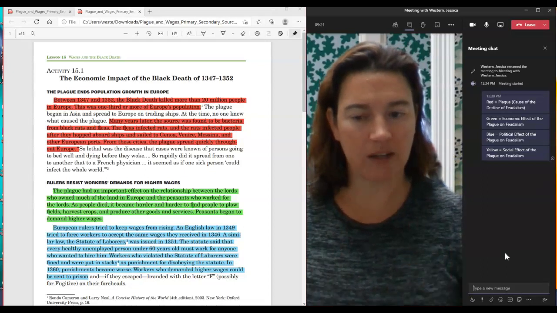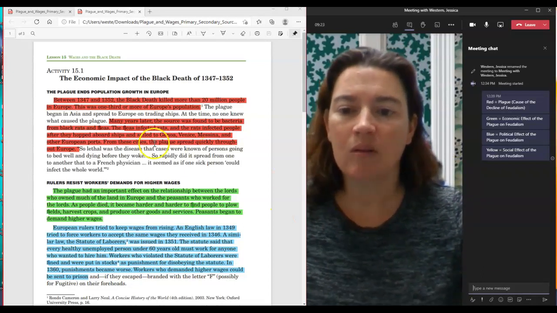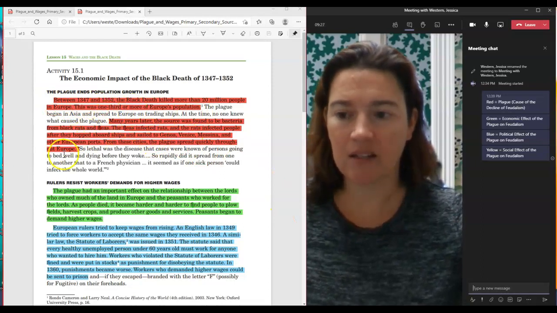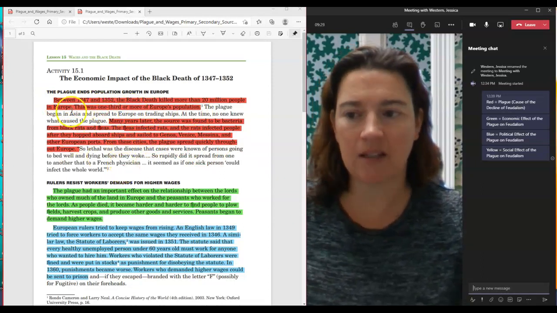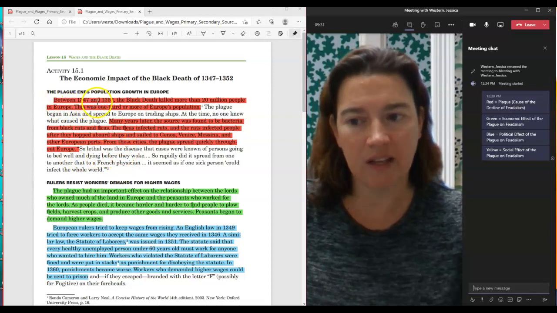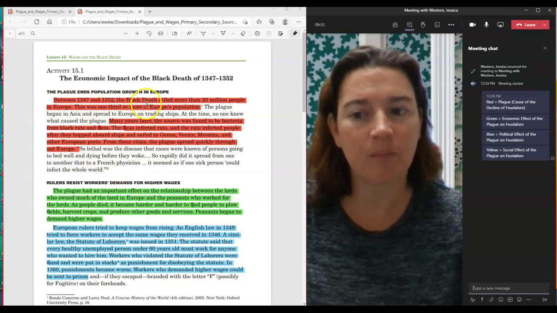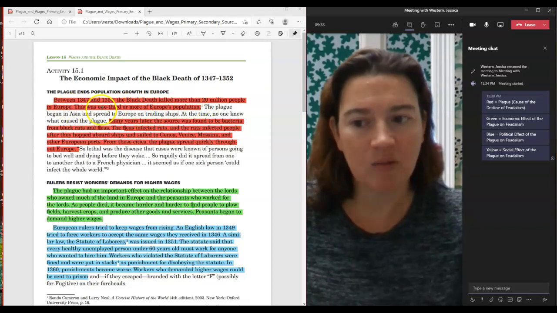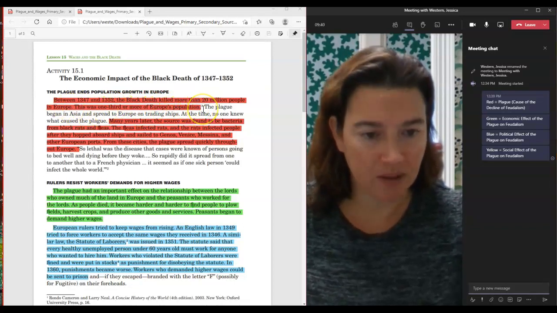And so that's what we're going to look at today. So this first paragraph here in red tells us just a little bit about the plague itself. It tells us that between 1347 and 1352, the Black Death killed more than 20 million people in Europe, and that this was 1/3 or more of Europe's population.